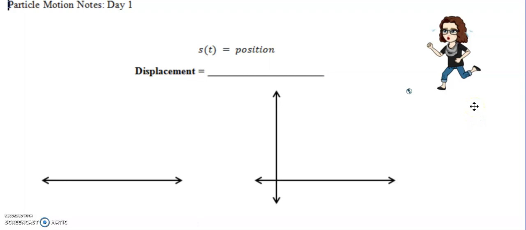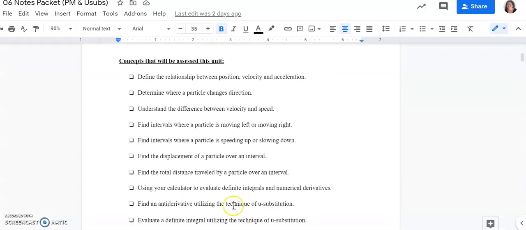So when we talk about a particle or somebody moving along a line, you can think about a person instead of a particle, but often we talk about a particle, we reference their position as s of t, sometimes referred to as x of t, is another way you'll see that written, and that represents your position on a graph.